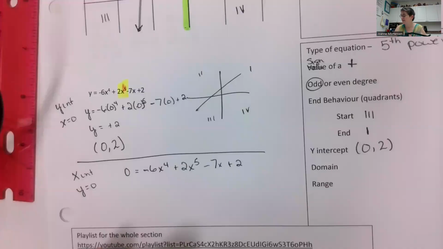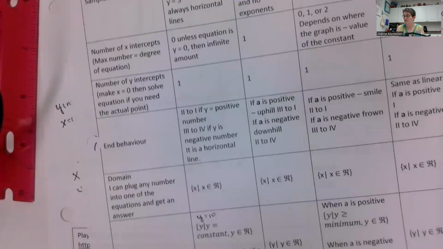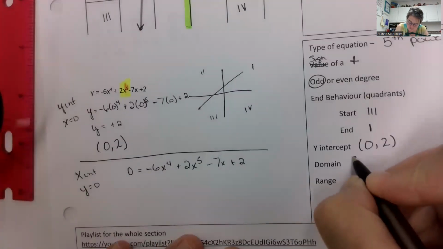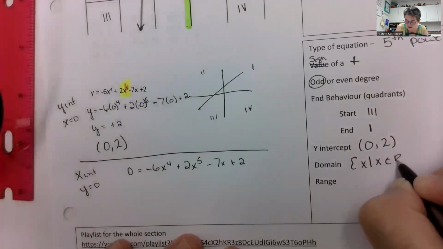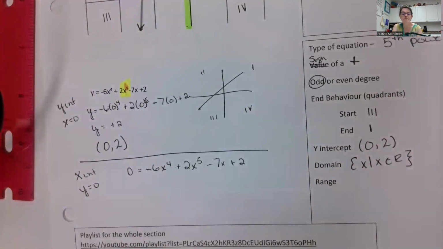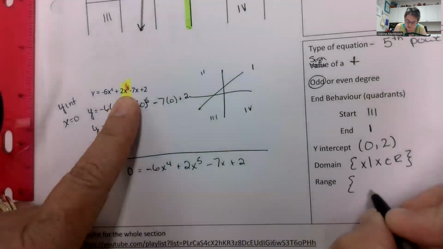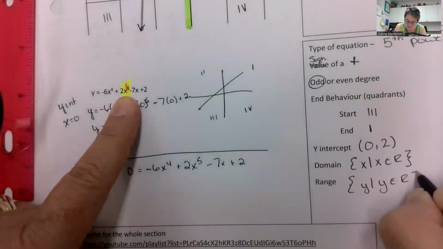Domain. Oh yeah, remember? Same all the way across. Doesn't matter what power it is. So x is an element of real, and the range. Oh, wait a minute. I was about to say, I don't know, but it's odd degree. Y such that y is an element of real.